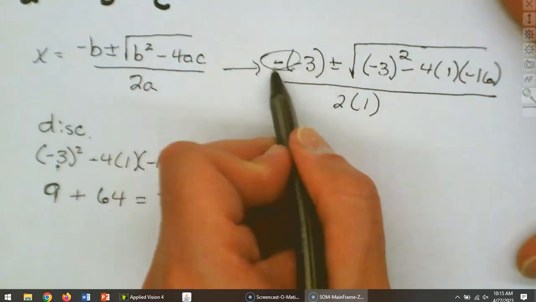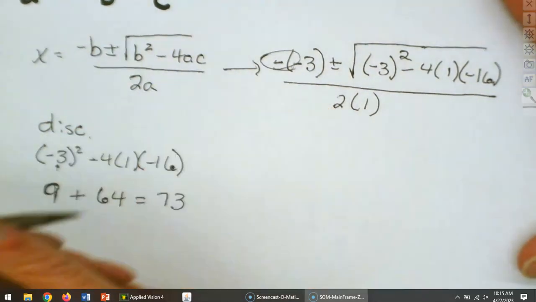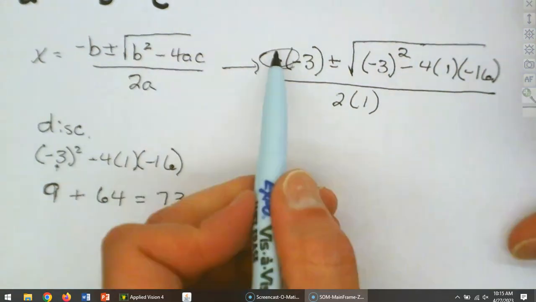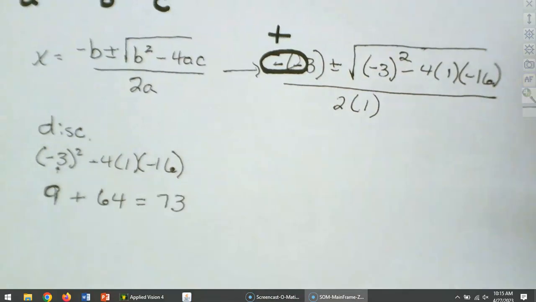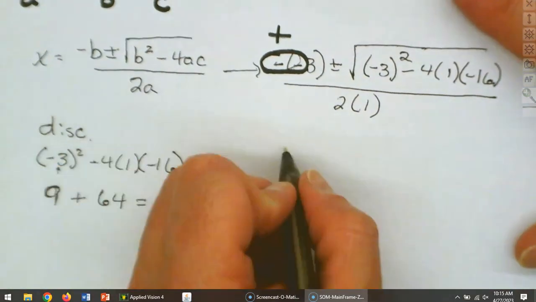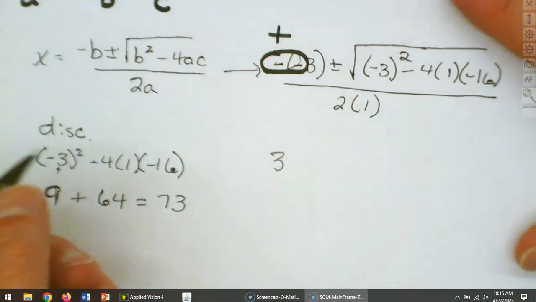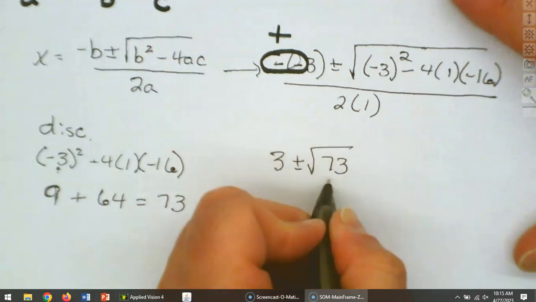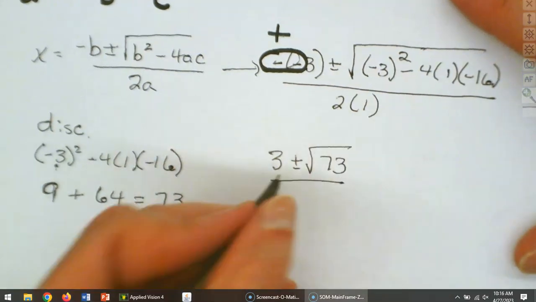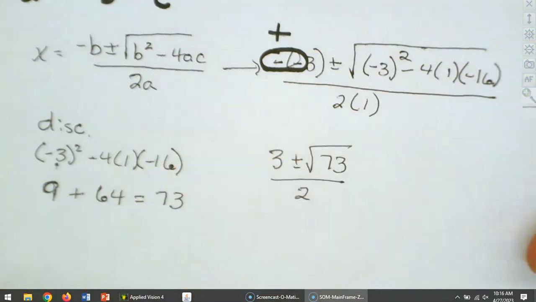We know the double negative here. I'll circle it with a marker so we can see it. This double negative here, well, that's going to make that positive. And so now we've got a positive 3 plus or minus the square root of 73 over 2 times 1, which is a 2.